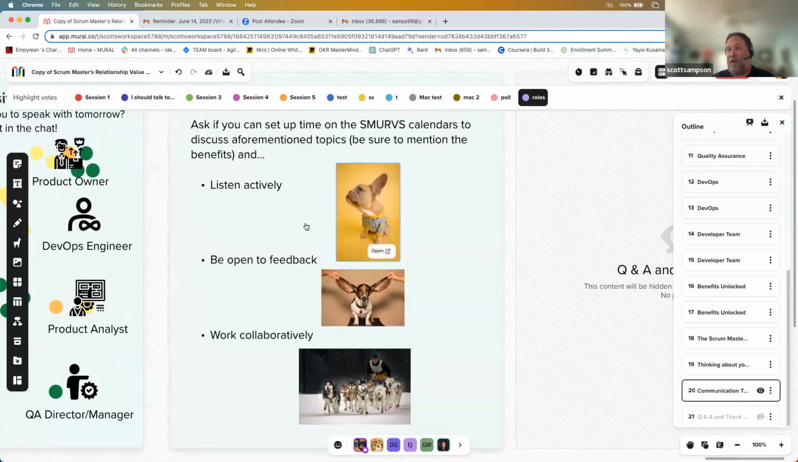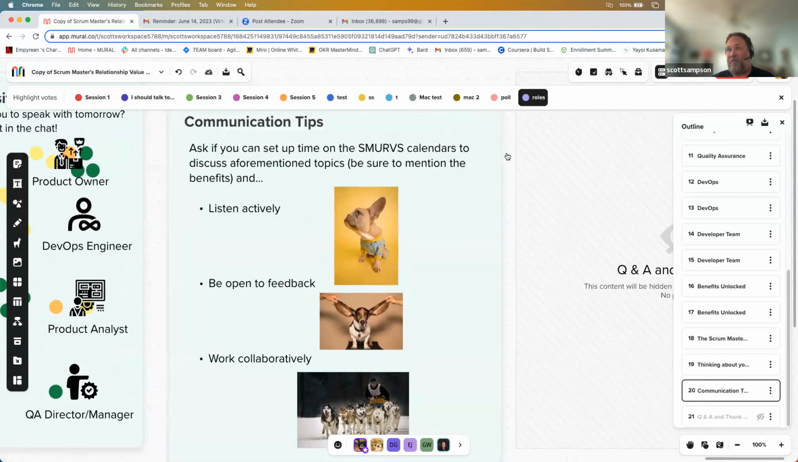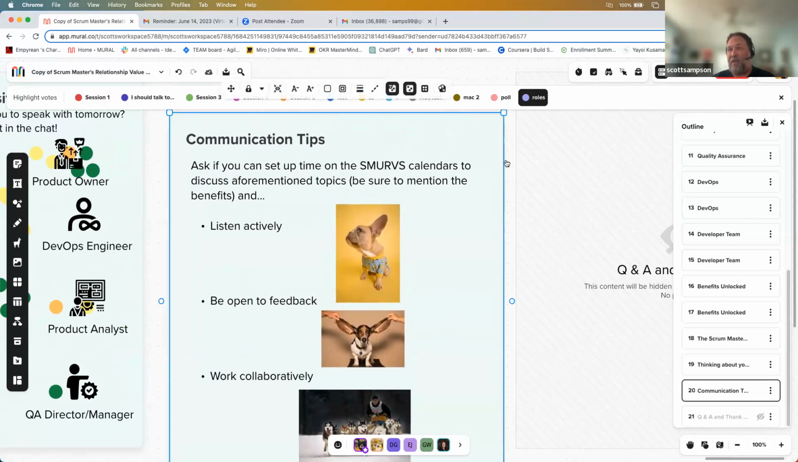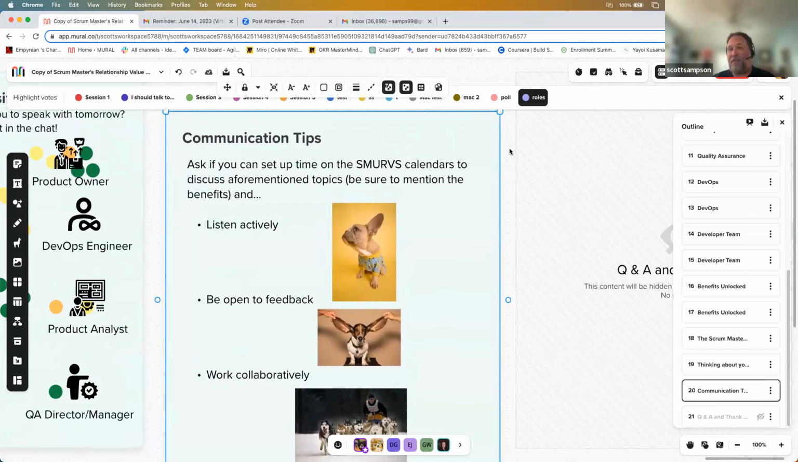Okay. So some communication tips. Folks are probably wondering, hey, how do I get on their calendar? That's a lot of groups, a lot of topics. I think we identified that you have to balance, right? Where can you get the most value? Where would they have the most value from you interacting with them?